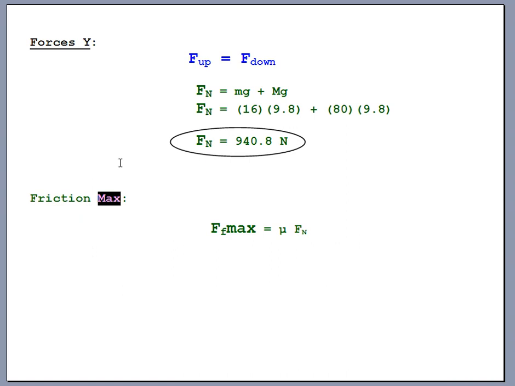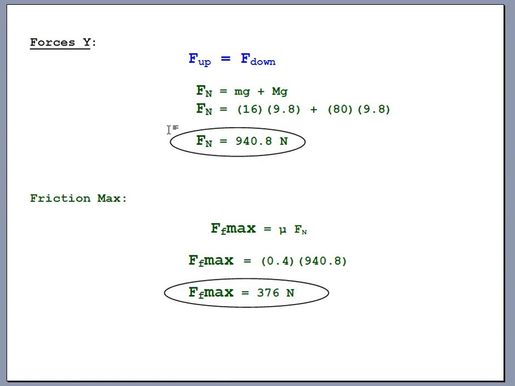I'm just saying this is the maximum it could be based on this normal force of 940. Because with static friction, when you go mu times Fn, you're actually figuring out warning values. So warning, please don't ask for more than 376 newtons of friction. You can have any number you want less than that, but you can't get more than that.